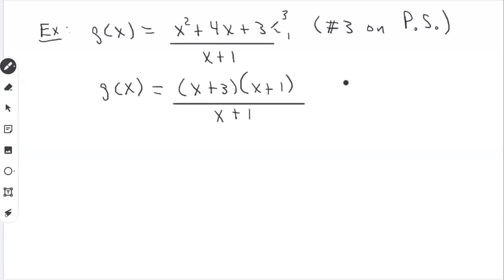Okay, so what's the same on the top and bottom? What cancels out? Well, the x plus 1s are going to match up, right? So I can cross those out. And when I'm done with that, I have g of x is equal to x plus 3. So your graph is actually just going to be x plus 3. And that is the equation of the oblique asymptote.